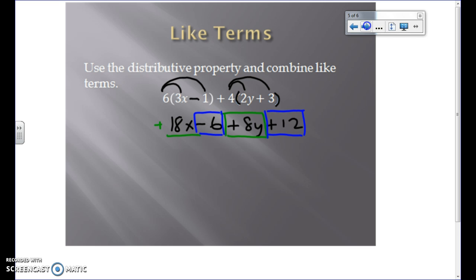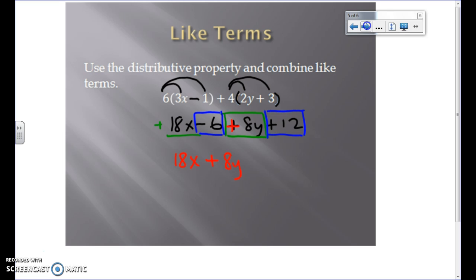So what I'm going to do is I'm going to write down the 18x because it's in alphabetical order first. And because it's in front, I don't need the plus sign. Okay, I know it's positive. I don't need to write the positive sign. The next thing, if I'm writing it down in the correct order, would be the y terms. So I'm going to go with the 8y second. And I know it's a plus 8y because the plus sign is in front of the 8y in this step. Then it needs to stay in front of the 8y in the next step.